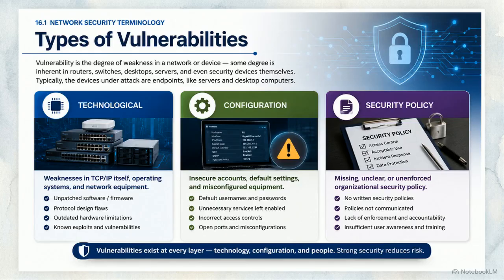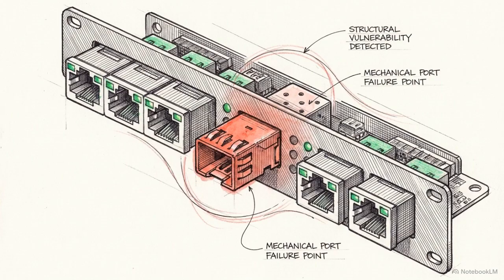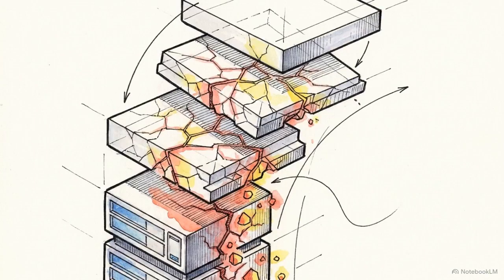This chart breaks down these three non-physical vulnerabilities. You can see how technological issues like unpatched firmware sit right next to configuration errors like default settings and policy failures like missing written rules. They are distinct categories, but they are entirely dependent on one another. A vulnerability at any single point in this stack, whether it is a missing policy document or an open port on a switch, compromises the integrity of the entire vertical structure.